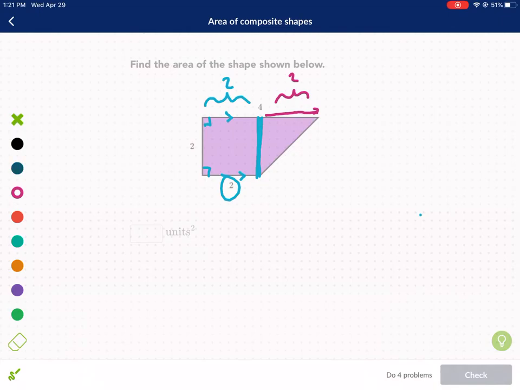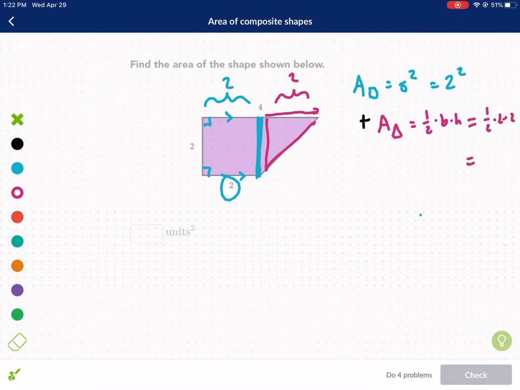So then we could find the area of the square, which equals side squared, equals 2 squared. And then we could add that to the area of this triangle. The area of the triangle is 1/2 base times height, or 1/2 times 2 times 2, which is just 2. So we have 4 plus 2 gives us 6.